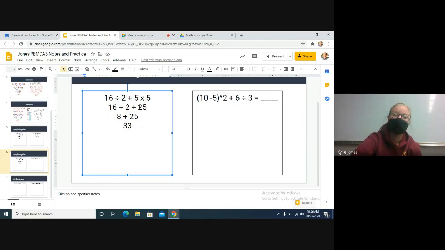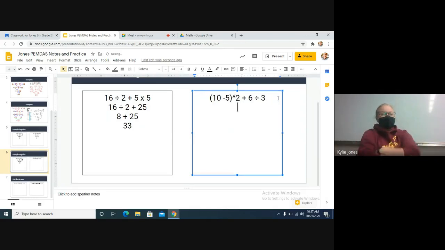Alrighty. I'm going to get rid of the equal sign on this one too because they're in my way. All right. Our next one is a little bit more complicated. We have most of the operations here this time. Let's start with parentheses. Do you see parentheses? Yep. 10 minus 5 is in parentheses. What is 10 minus 5? 5. So we have 5.